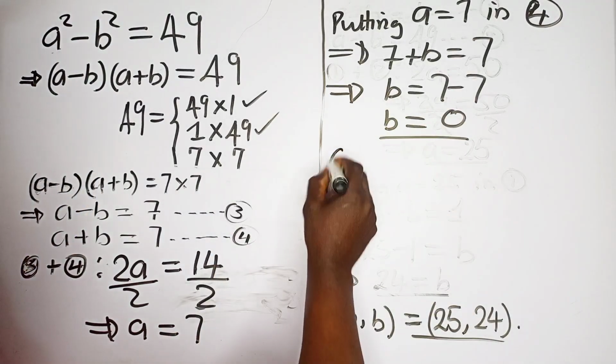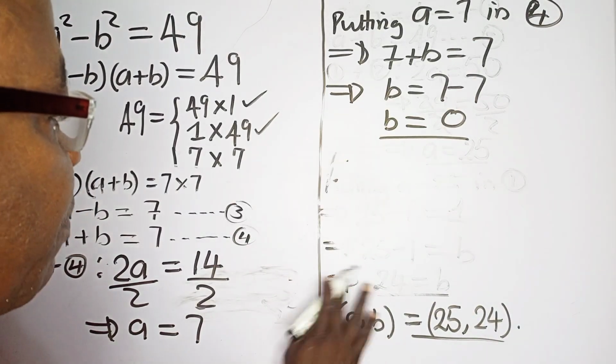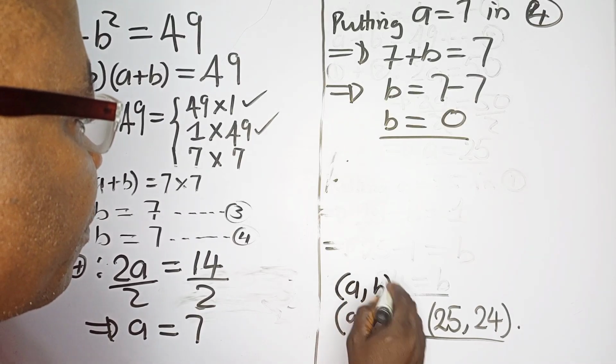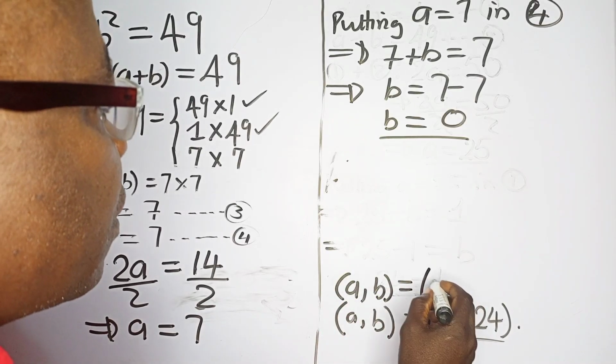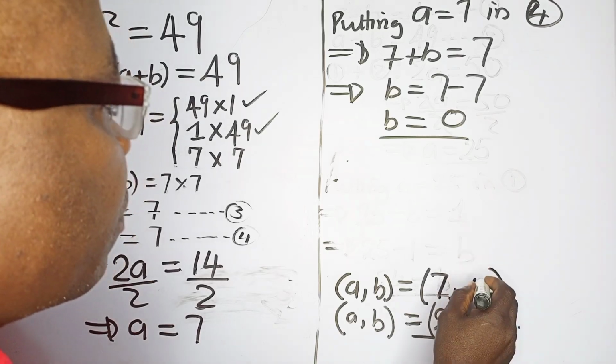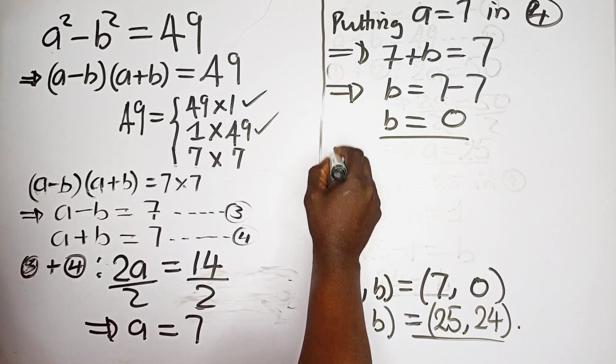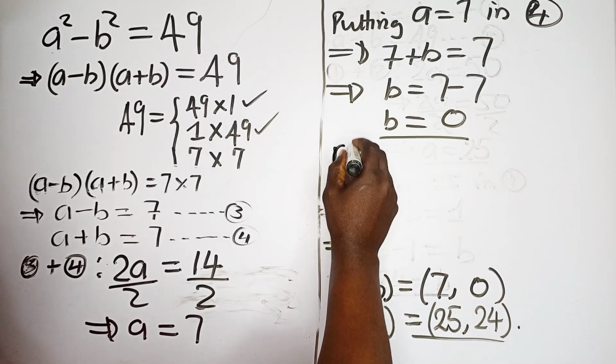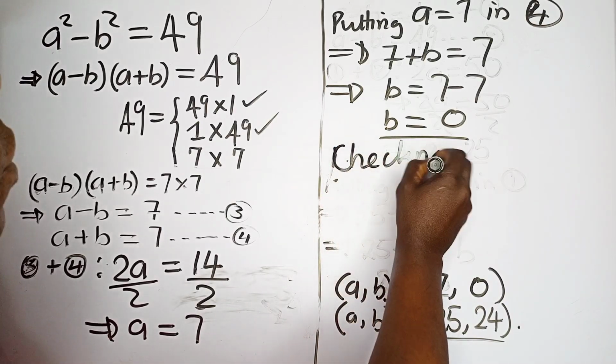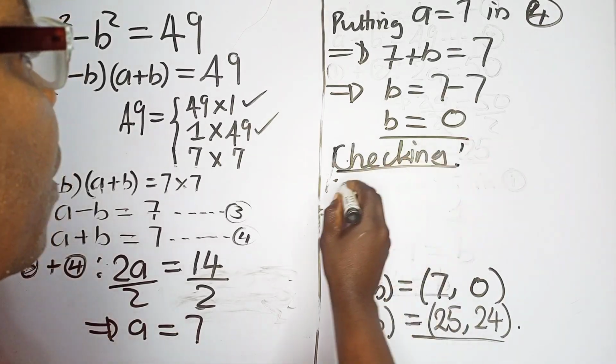All right, so the next pair of solutions will be 7, 0. So we've got two pairs of solutions, 7, 0 and 25, 24, for the values of A and B. All right, so can we test and see if our solutions are correct? Checking.